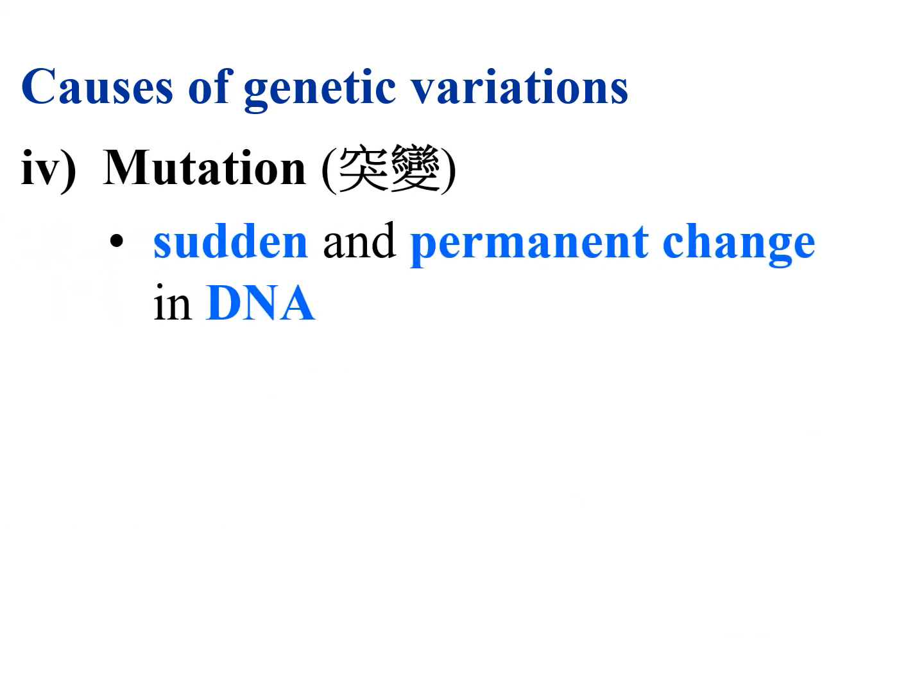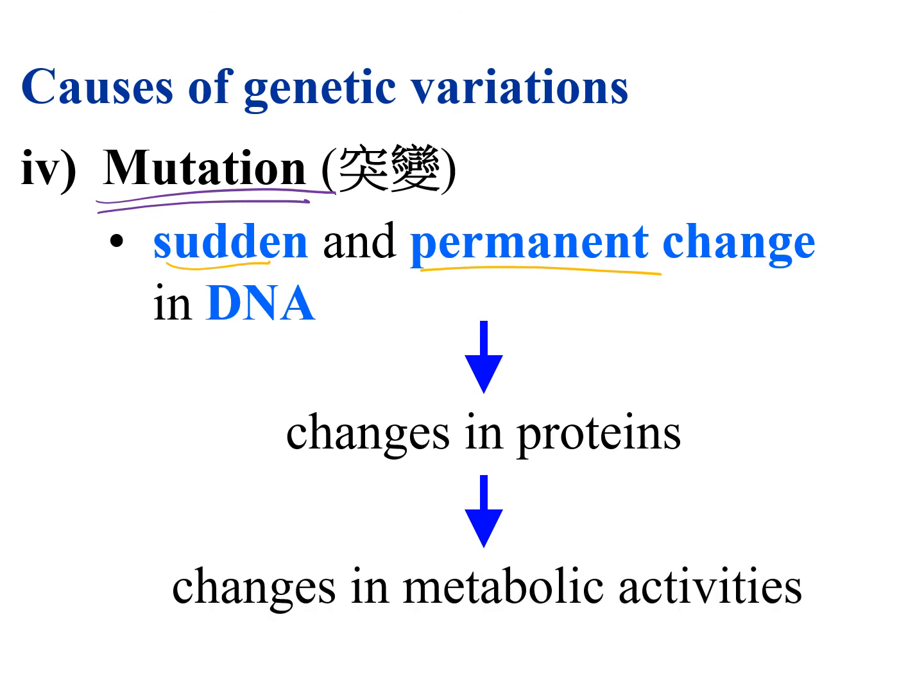The very last reason for having genetic variation is mutation, Chinese 突變. It is a sudden and permanent change of the DNA as well as in the gene. When there is a change in DNA, it will change the protein produced and it will change the metabolic activity and therefore change your phenotype.